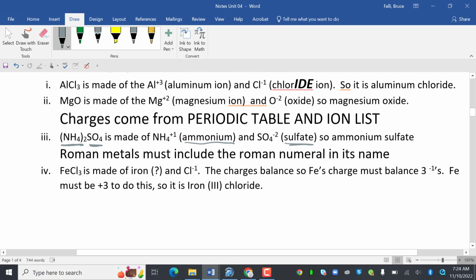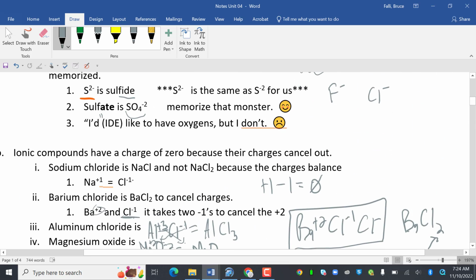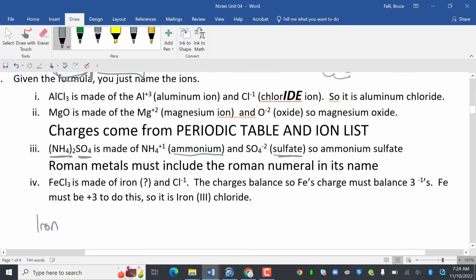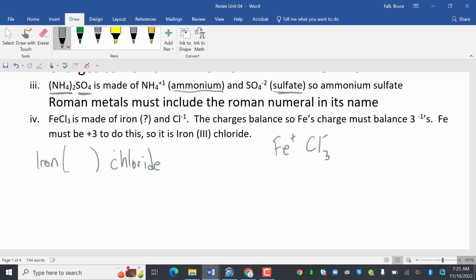Okay. Roman metals must include the Roman numeral in its name. FeCl3 is iron. And I look at iron, and iron is like right around here. So it needs a Roman numeral. So I'm going to leave it empty for a second. Cl is minus 1, I know that, and that's going to be chloride. Now, I know chloride is minus 1, and I have 3 of them. So Fe is plus something, and I have 3 negatives. So this together is negative 3, so I need this to be plus 3. So one of these has to be plus 3. So that means it's iron 3.